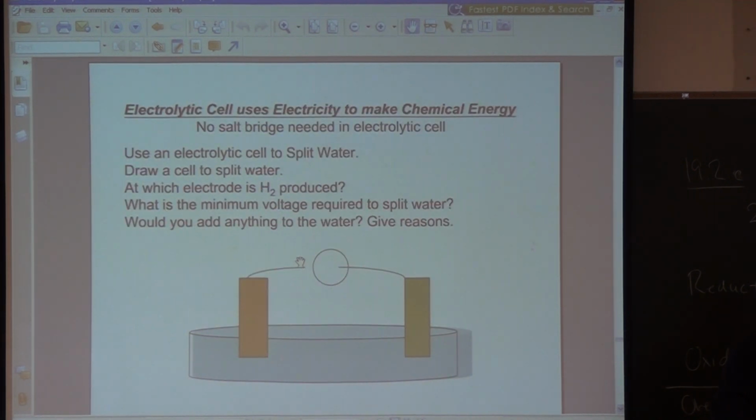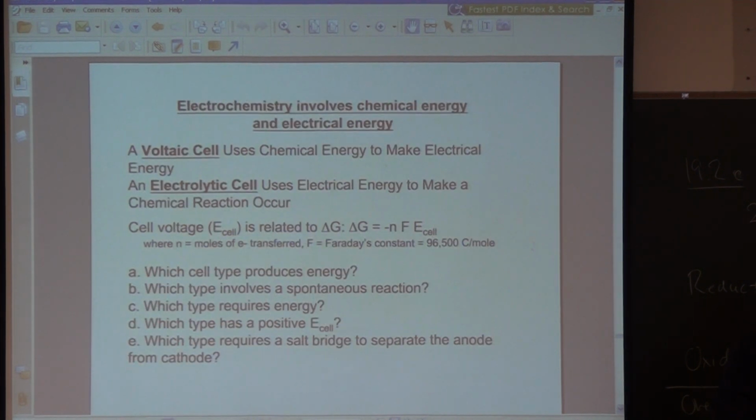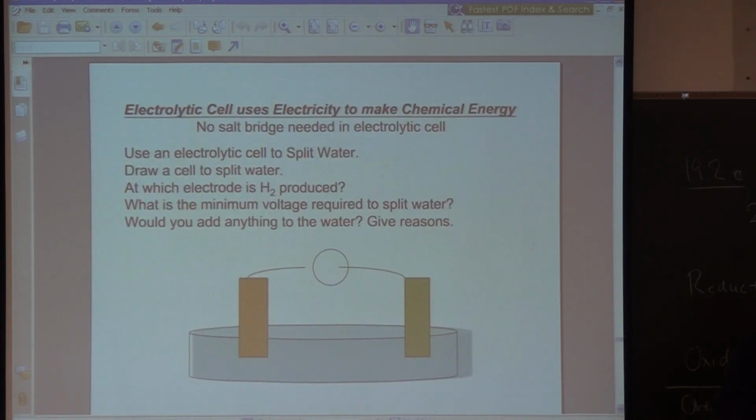And let's see. Oh, so you're going to split water in lab today. So let's figure out how to do that. We talked about voltaic cells, and let's just go back quickly to here. A voltaic cell uses chemical energy to make electrical energy. An electrolytic cell is the reverse. You supply electrical energy to make a chemical reaction occur. That means that you supply electrical energy to make a non-spontaneous reaction occur. Okay? So how are we going to use an electrolytic cell to split water?